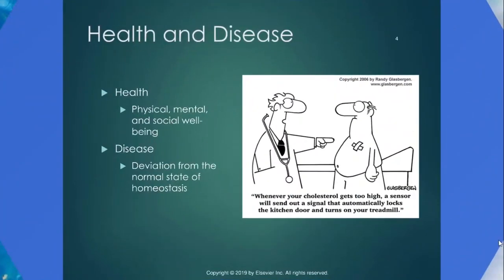So health is defined by the World Health Organization as physical, mental, and social well-being. Of course, in PT, we're largely concerned with the physical well-being of people, but of course the mental and the social come in as well, because you cannot separate the three. They all exist together. Disease is considered a deviation from the normal state of homeostasis, and even more to the point, it's a deviation from the normal state of homeostasis that requires intervention to correct. That's sort of the difference, is you can't correct it yourself. You need to have a medical or surgical or physical treatment that is going to help you get back to your normal level of homeostasis.